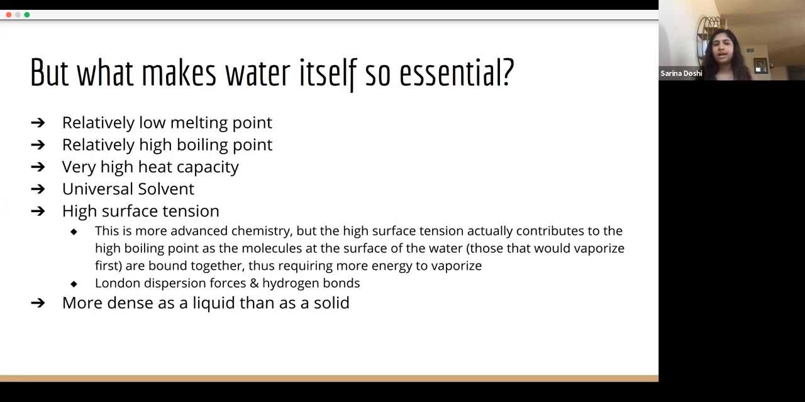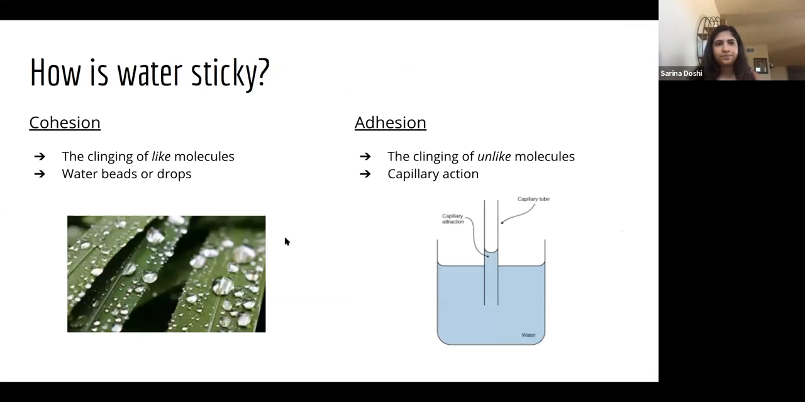However, because ice is less dense, it floats. Because ice floats, organisms can survive under the ice. And that allows us to make a lot more use out of the water that's on our earth and in our oceans. All right, let's keep going.